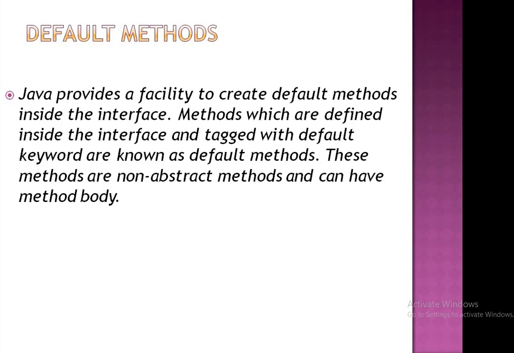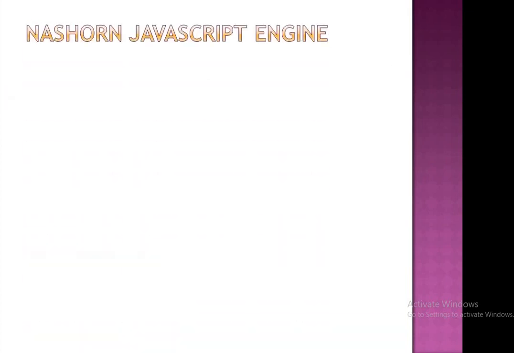Default methods. Java provides a facility to create default methods inside the interface. Methods which are defined inside the interface and tagged with the default keyword are known as default methods. These methods are non-abstract methods and can have a method body. Yes, these are non-abstract methods, and we can define the method body inside the interface, which we have already discussed.